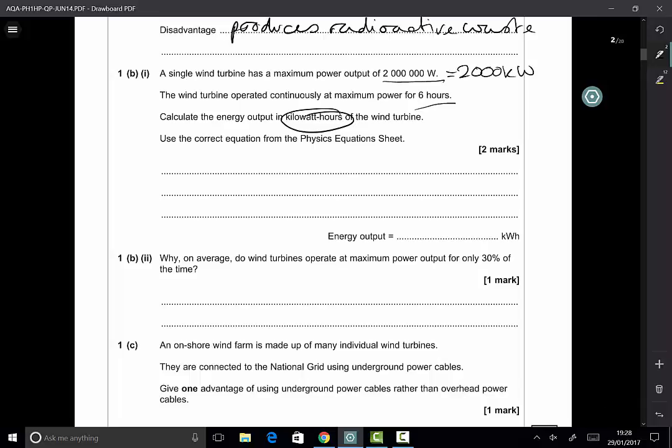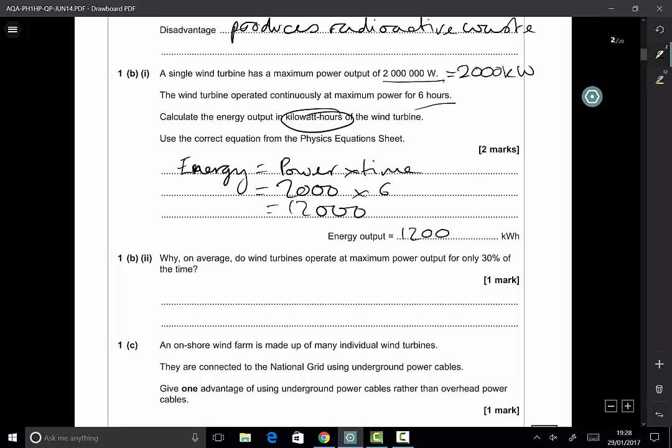Okay, use the correct equation from the physics equation sheet. That gives us energy equals power times time. So 2 times 6, which is 12. Let me just put that in the answer box. Be careful when you're writing things with multiple zeros to make sure that you've got exactly the right number of zeros at the end, because I know that even though people have got the correct answer in the past, where they've not correctly put their answer in the answer box with the right number of zeros, they've lost the mark.